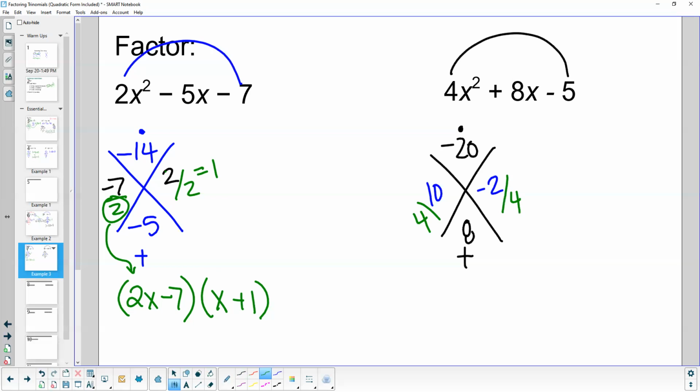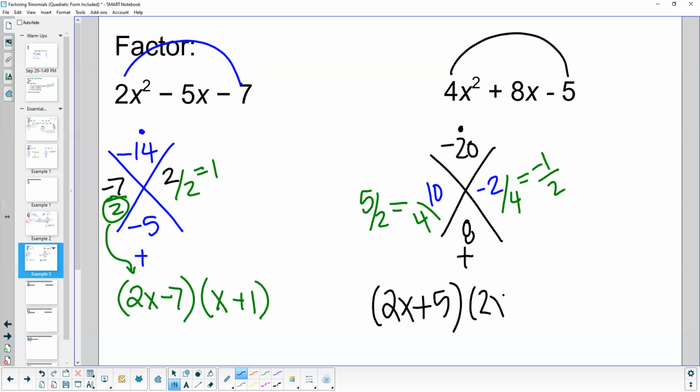Does 10 over 4 simplify? Yes. It doesn't simplify into a whole number, but it simplifies into 5 over 2. Does -2 over 4 simplify? Yes, into -1 over 2. So in this case, we're going to kick those bottoms out on both questions. We're going to end up getting a 2x plus 5 and a 2x minus 1.